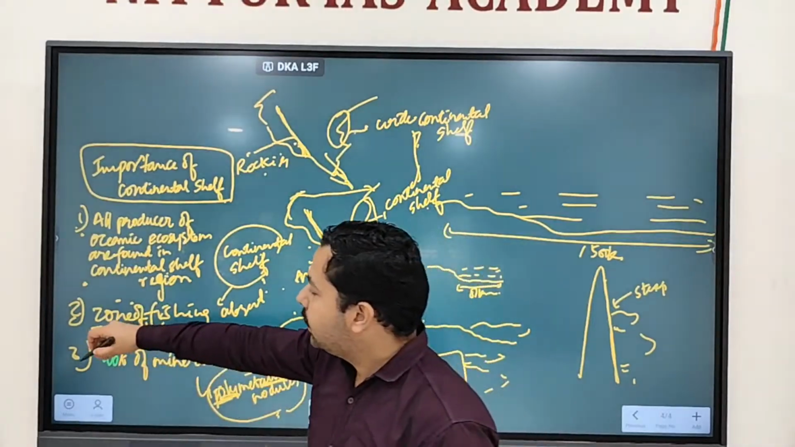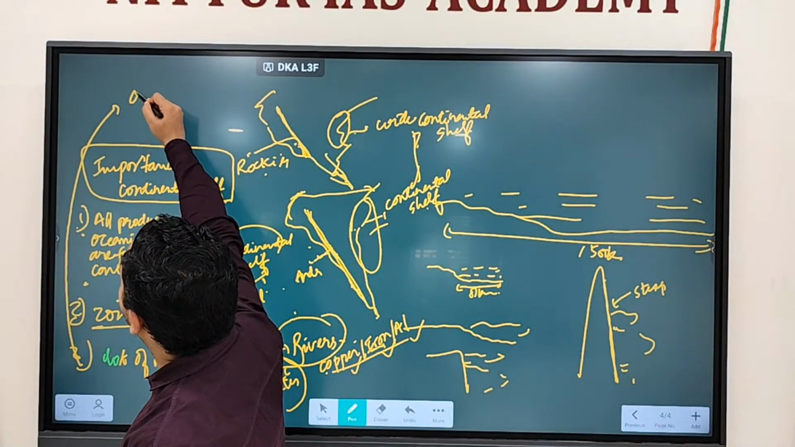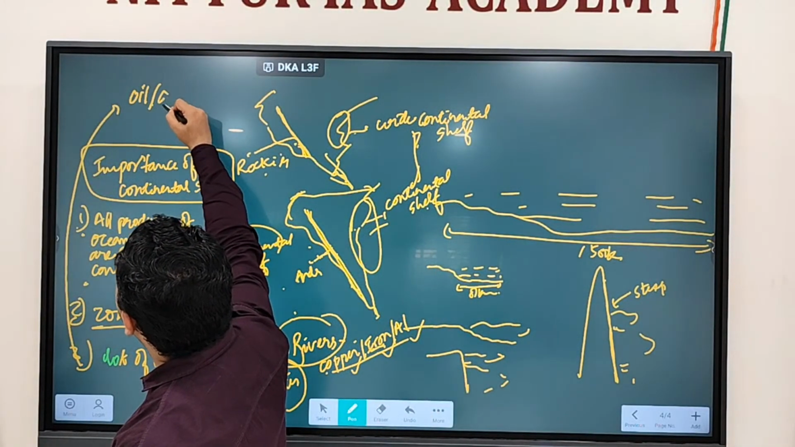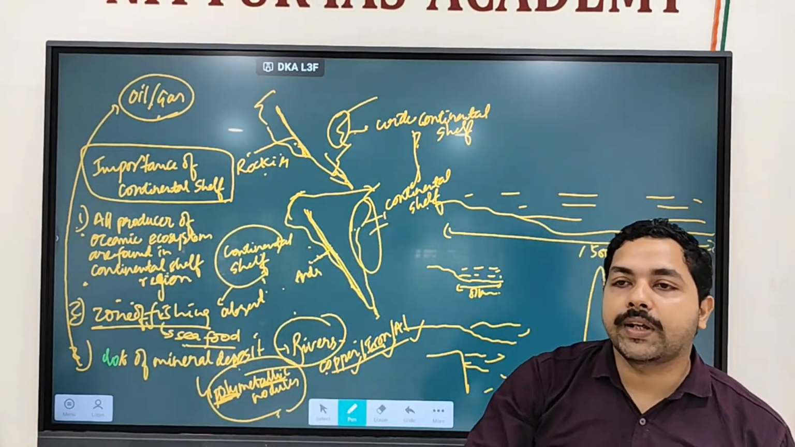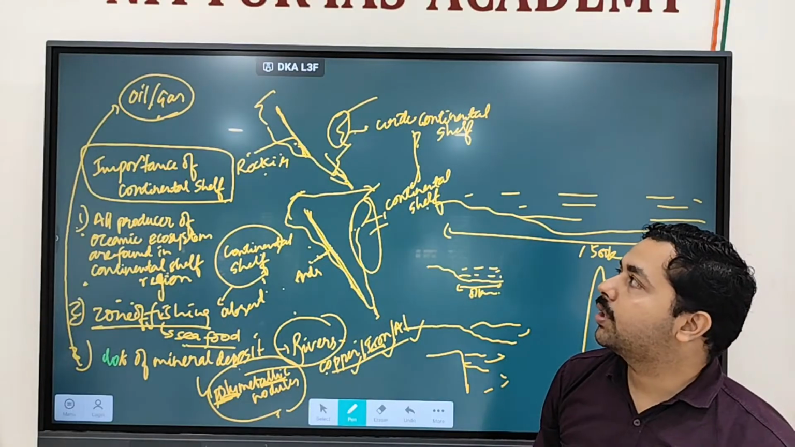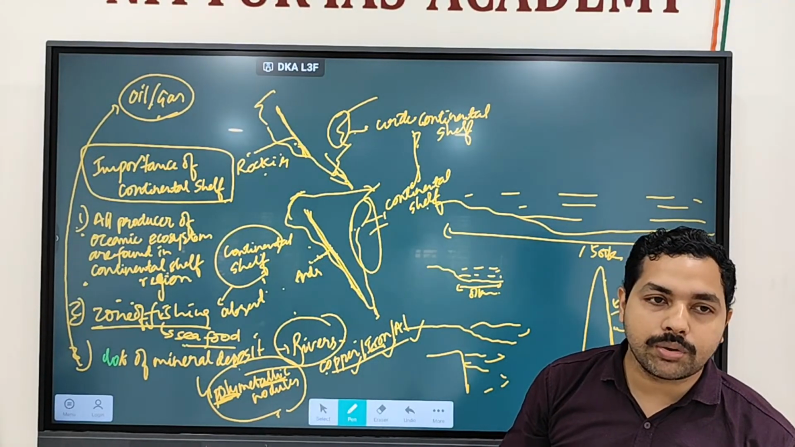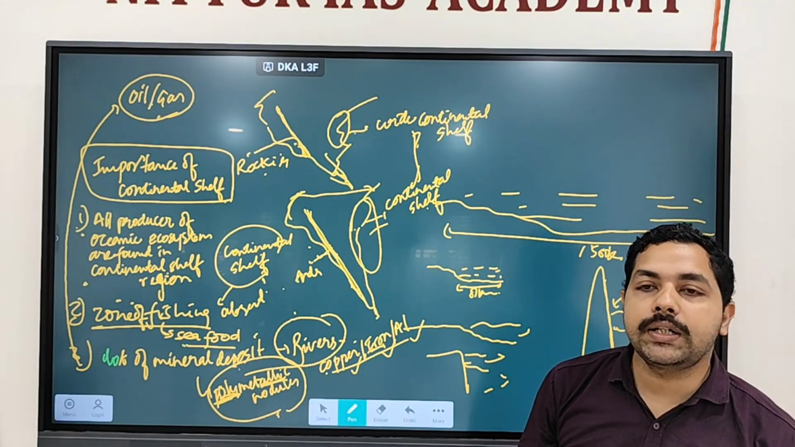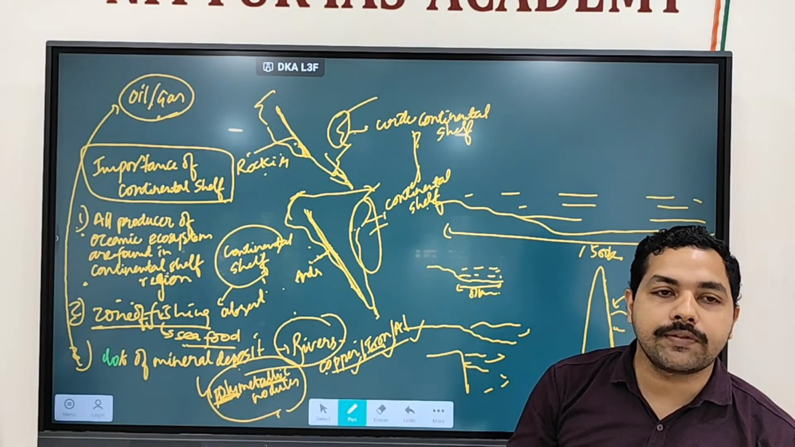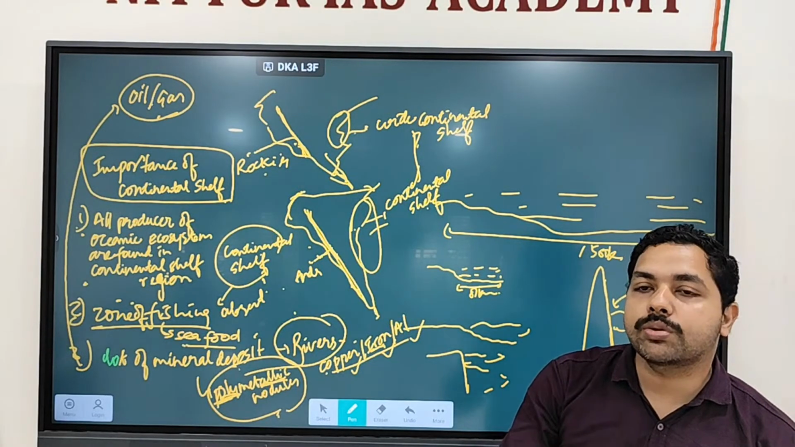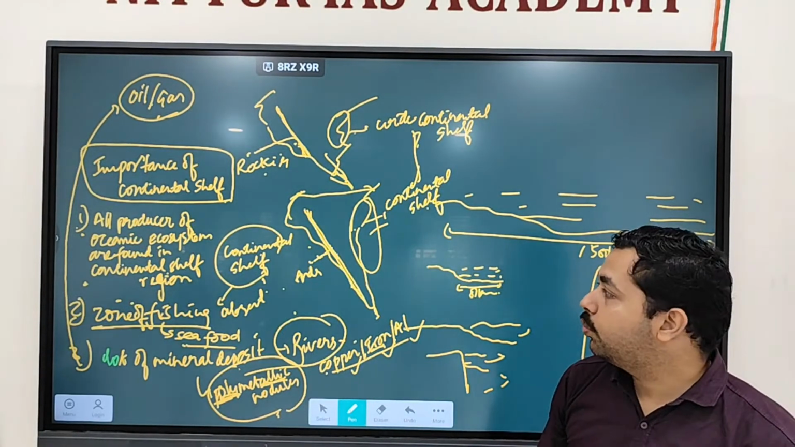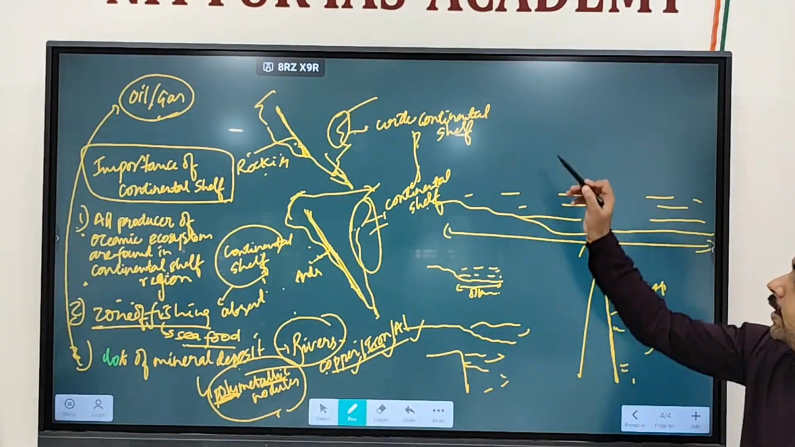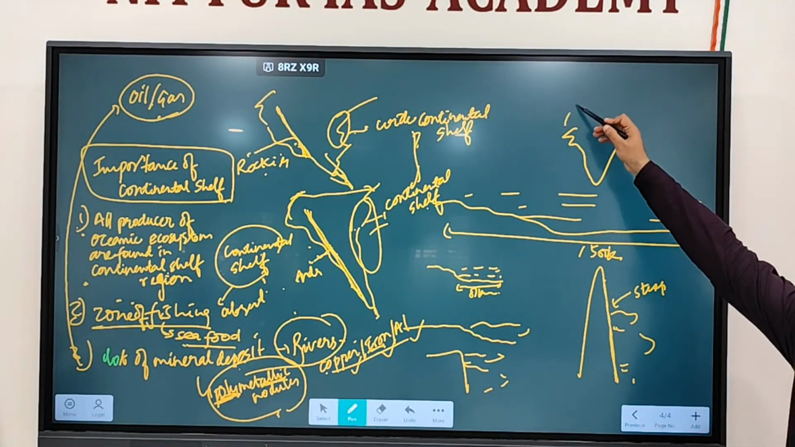So that's why they are also a source of oil and also a source of gas. This is something that you are also finding in the continental shelf region. So the continental shelf region is also a source of oil and gas. Clear?